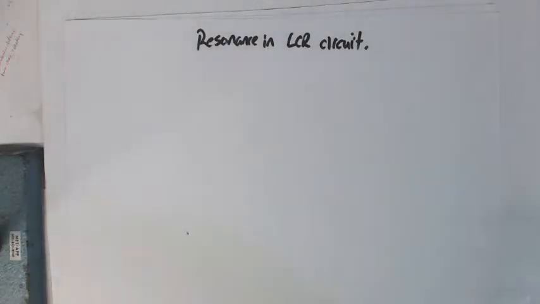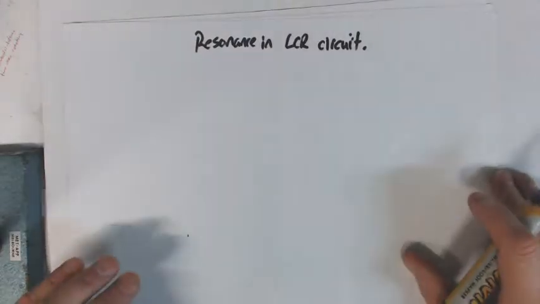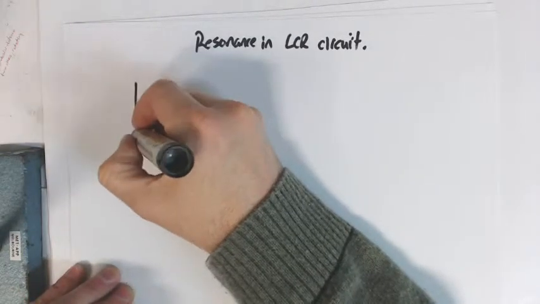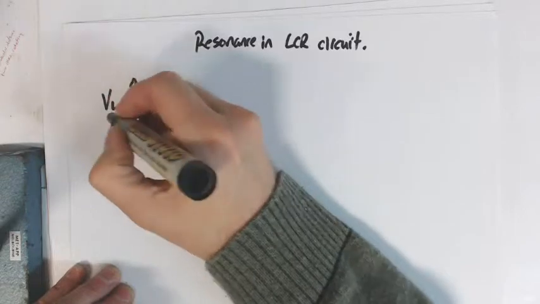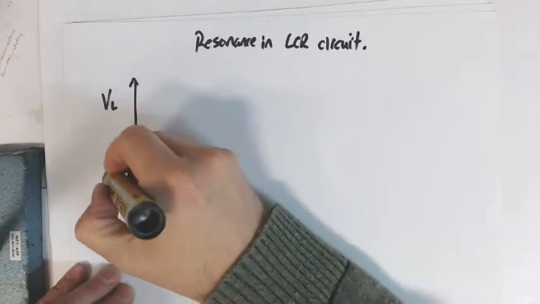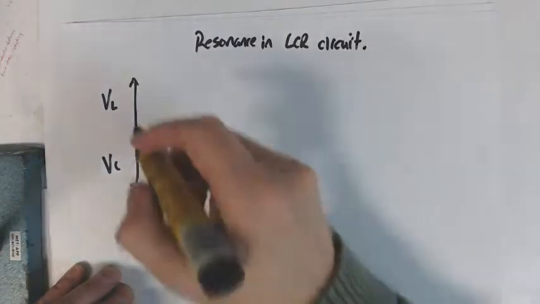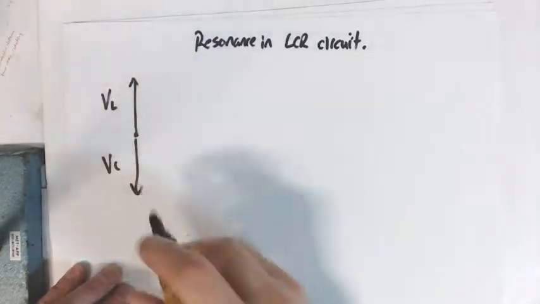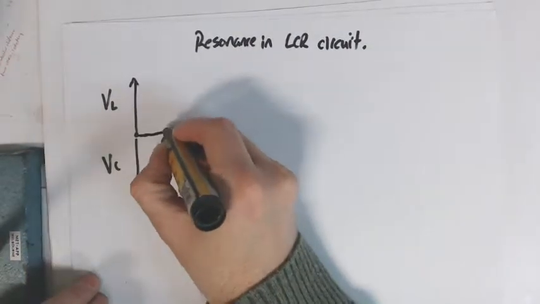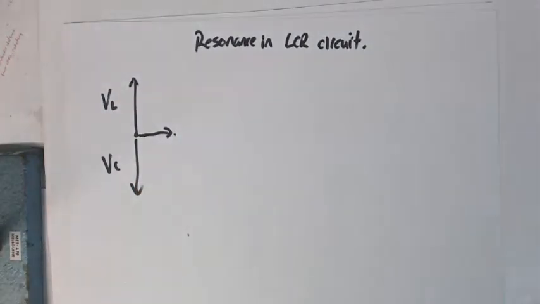Alright, let's have a quick look at resonance in an LCR circuit. Now, what we've got is the usual diagram where we've got a VL, voltage across the inductor, and a VC, voltage across the capacitor. Now this time, I've made them equal lengths. Don't know if they look equal, but they are equal. I've measured them. Now what happens when that happens? How does that happen in the first place?